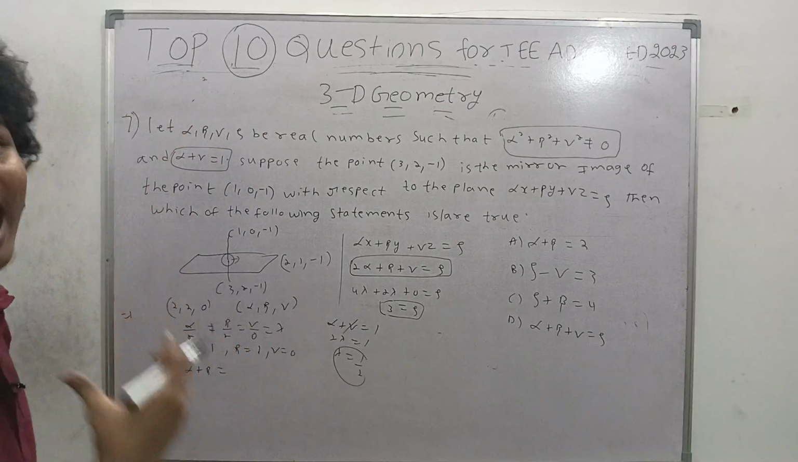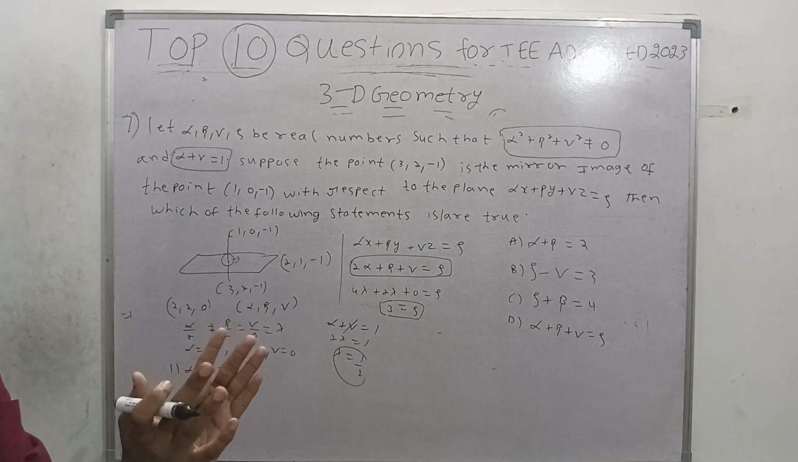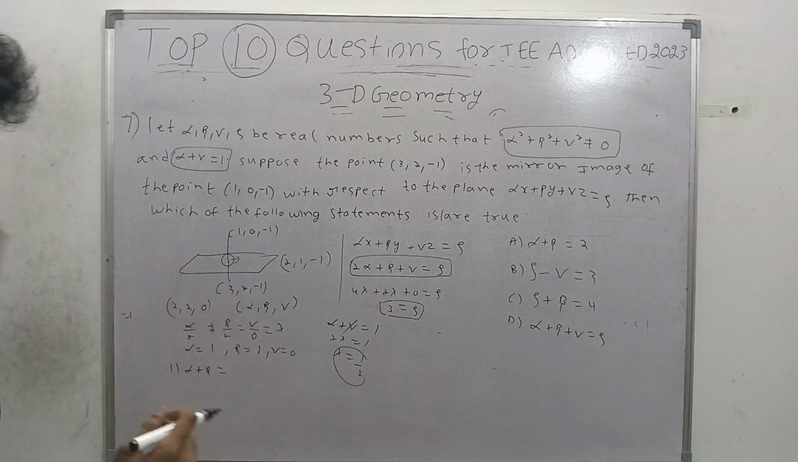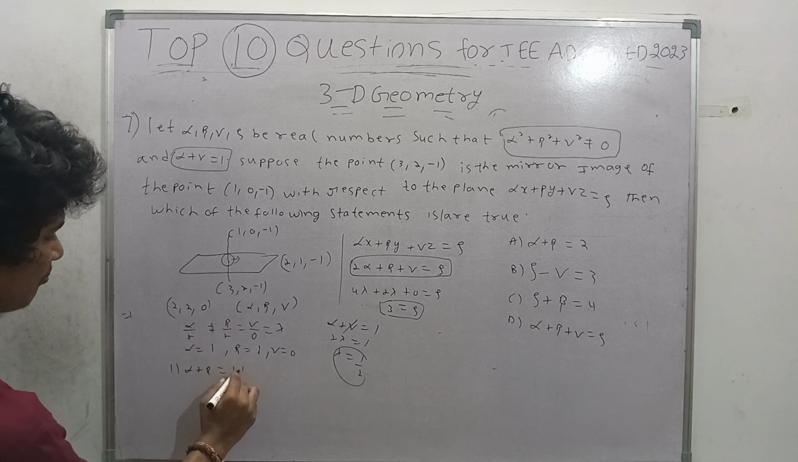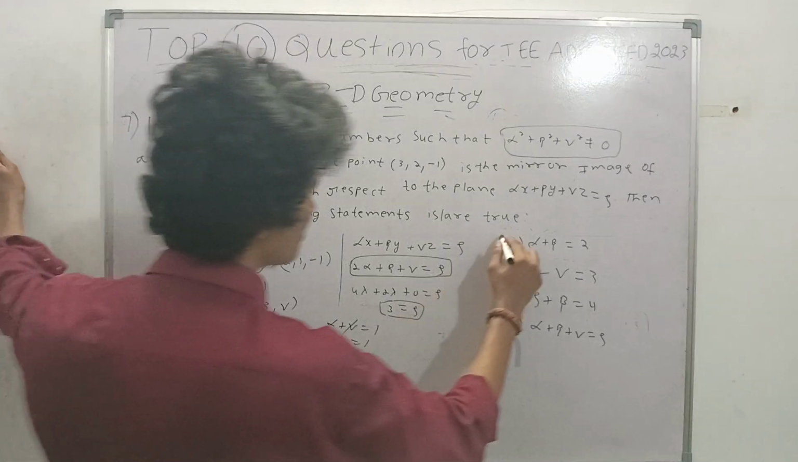So by using this condition, I have to find the lambda. We cannot generalize the thing. We have to find the particular value of lambda. Alpha plus beta. What is alpha? 1. Beta is 1. So 1 plus 1 it is 2. The option 1 is correct.